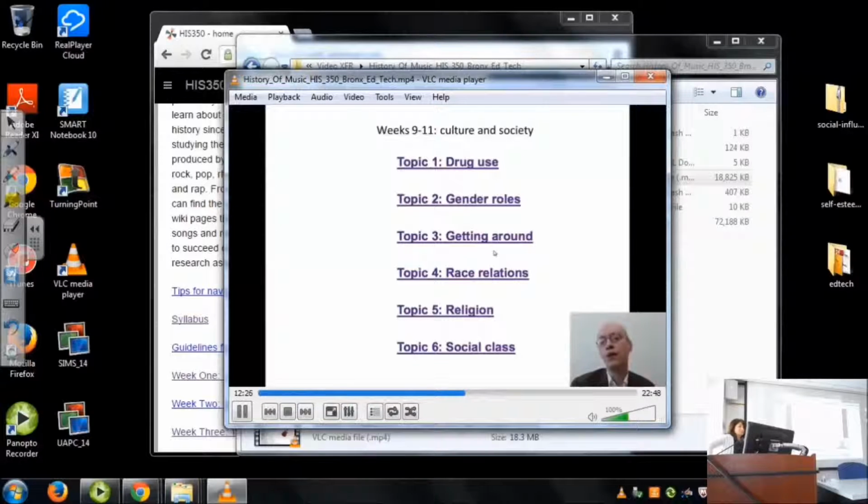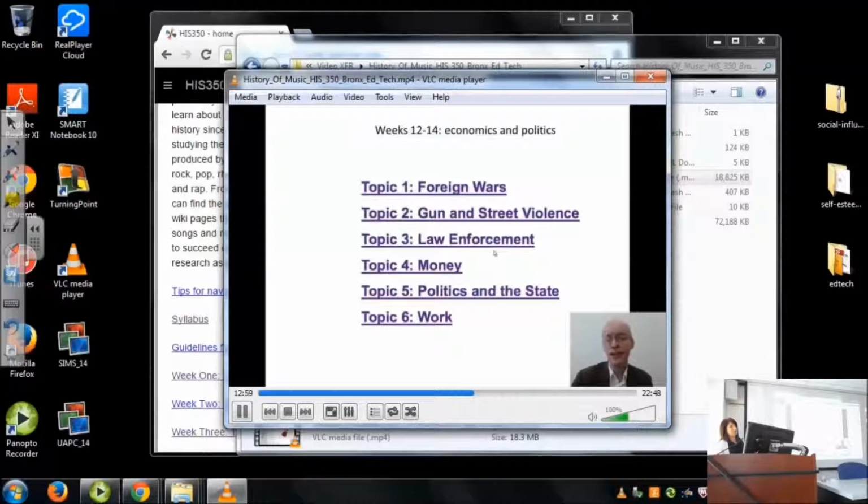So, after the midterm, we move on to the interactive playlists. For each of the 2 units, I have 6 different topics they can choose from. One group is on culture and society: drug use, gender roles. Getting Around is essentially songs about cars, race relations, religion, and social class. The large majority of the students picked either drug use or gender roles, perhaps not surprisingly. The ones who chose gender roles actually have been finishing their assignment. The ones who chose drugs have not been quite so.